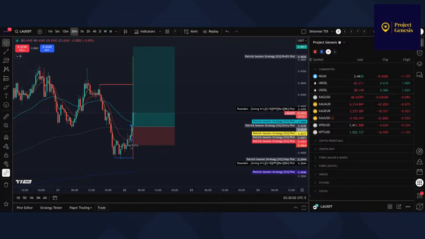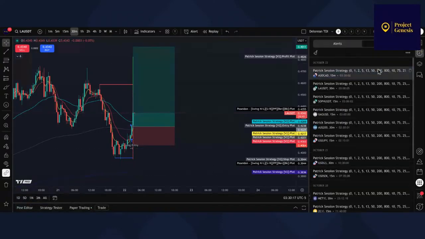All right, it's now 3:30 in the morning. Let's see what we end up getting. We've got a sell on Australian dollar to Canadian dollar right off the bat. Let's take a look.